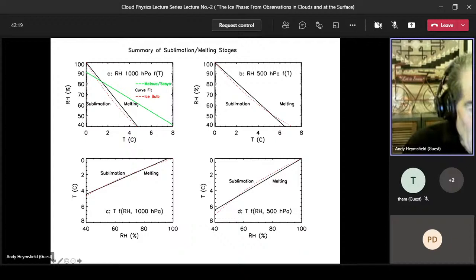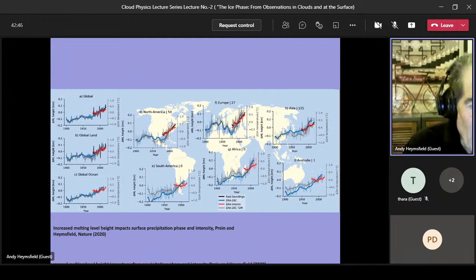And so I just want to summarize by saying that you see here when the humidity is low, you can get some degree of melting, but you can also get very high temperatures for the snow to persist. And we quantified this in our article. And then another thing that I just happened to work on with Andy Prain at NCAR was the increased melting layer height due to global warming.